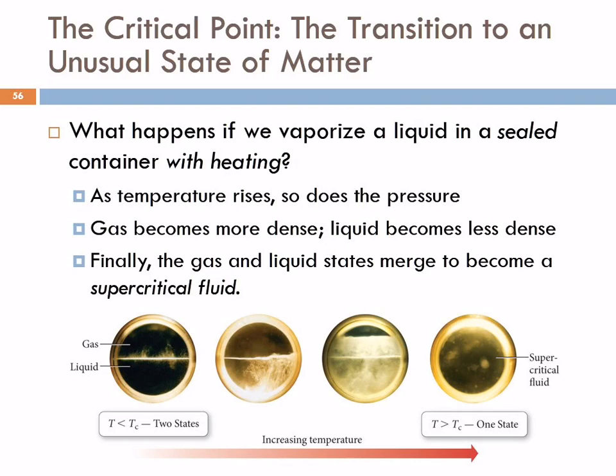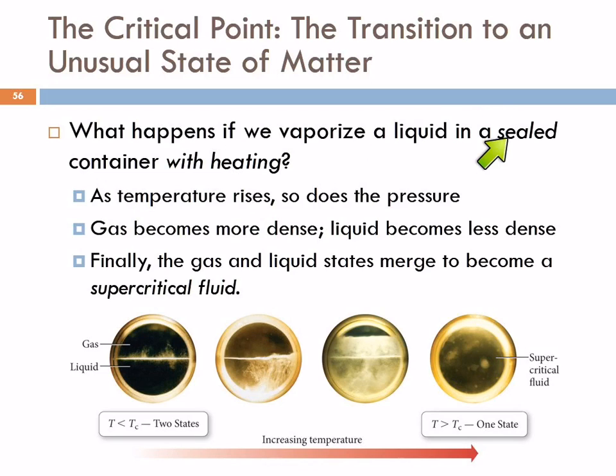Well, we've talked about gases and liquids, and we're talking about vaporizing things. What if we have a sealed container with a liquid in it? The liquid's going to vaporize and establish an equilibrium. And then what if we heat that in the sealed container? What's going to happen? Well, as the temperature goes up, the pressure's going to go up, because the rate of evaporation depends on the temperature of the liquid. So if we heat it up, the vapor pressure will increase.